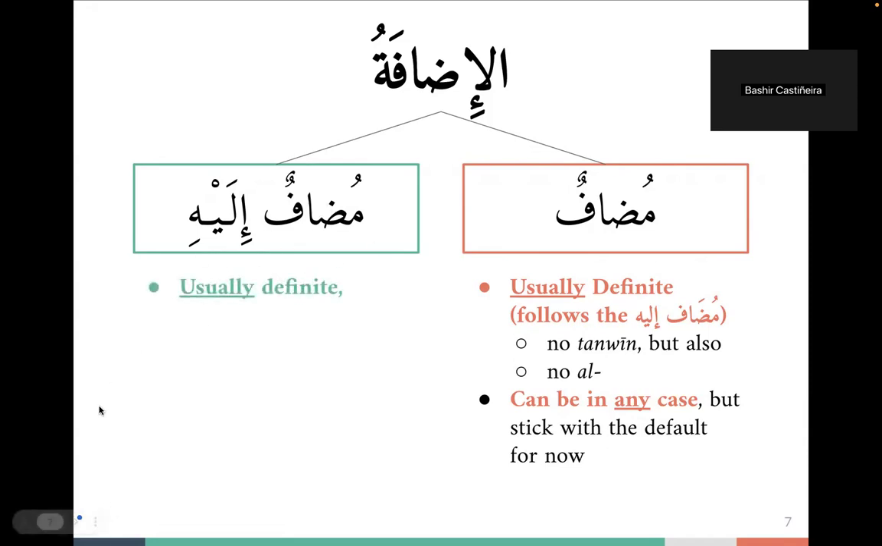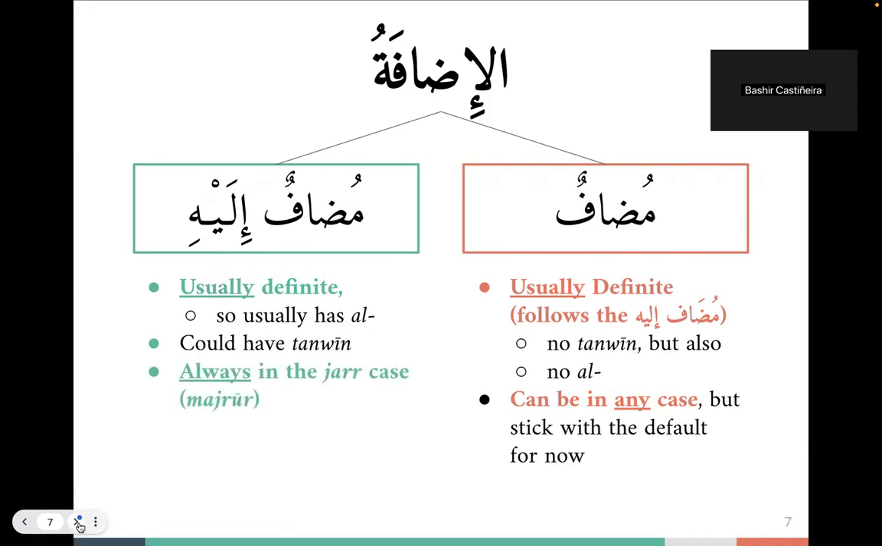What about the mudafun ilayh, the second term? It is usually definite, but not always. So it usually has al to show that it's definite. It could have tanween, so it may or may not have tanween, and we'll see some examples, inshallah. It is always in the jar case. This is what's important: the mudafun ilayh, the owner, is always majroor.